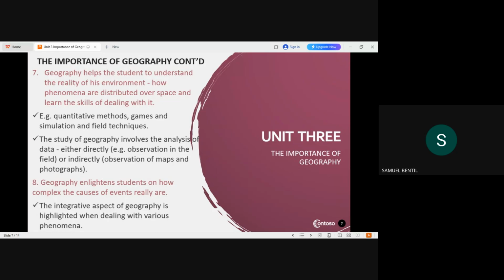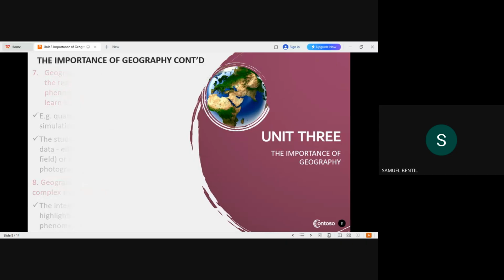Now, geography also enlightens students on how complex the causes of events really are. So the integrative aspect of geography is highlighted when dealing with various phenomena. You see, when volcanoes erupt, it doesn't happen in a day. It's a combination of factors that gives rise to that: mantle and crust issues that may happen, the movement within the crust, and a whole lot of things. So through geography, you get an idea of how a phenomenon occurs, being underpinned by complex factors or issues giving rise to it.